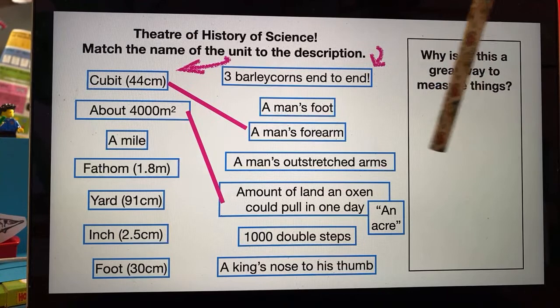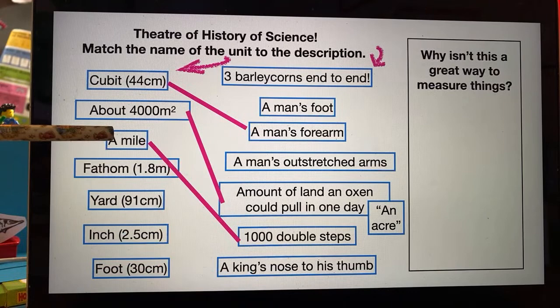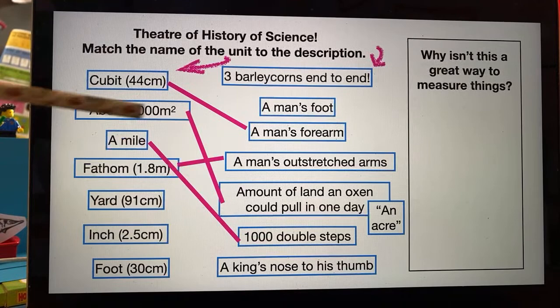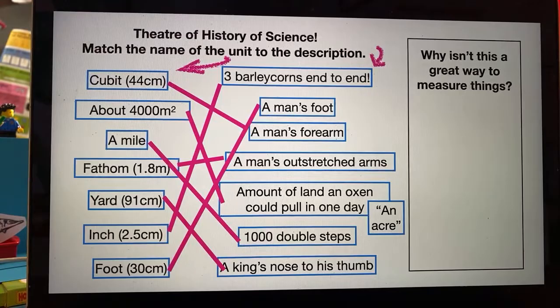A mile, confusingly, Latin for 1,000 is mil. So 1,000 double steps is 1 mile. Please, if you love numbers and you love walking, test this out. Get a stretch of ground that you know is a mile and count your double steps and see how many you get. A fathom was a man's outstretched arms. A yard was apparently Henry I's nose to his thumb. An inch was three barleycorns laid side by side. And a foot is obviously a foot.